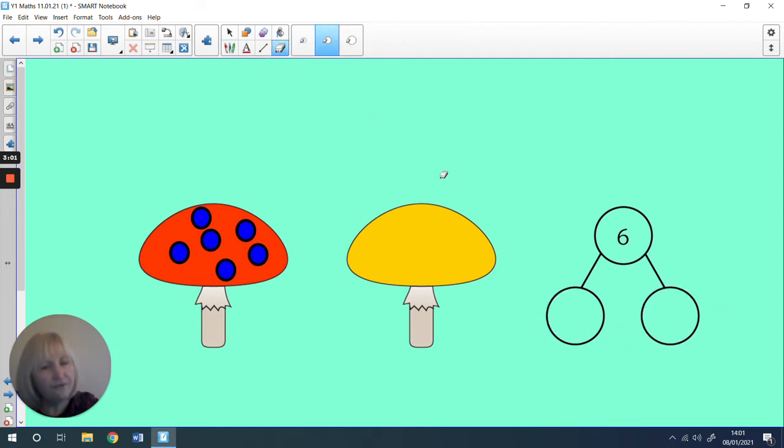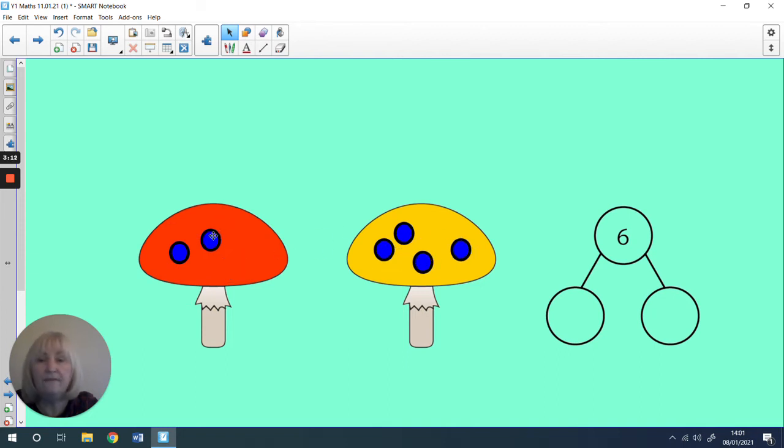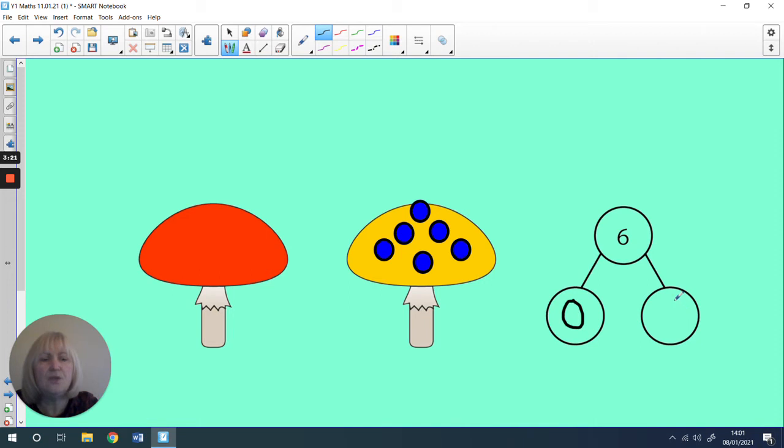There are different ways that maybe you've thought of. Okay, don't forget, you could change these around as well. Remember how we can swap them over completely? So you could have 0 in the first part, like that, and 6 on the other side, so they can switch around, can't they? When we do our adding, we can switch the numbers round and it will still be the same total. It doesn't matter which way round it goes.